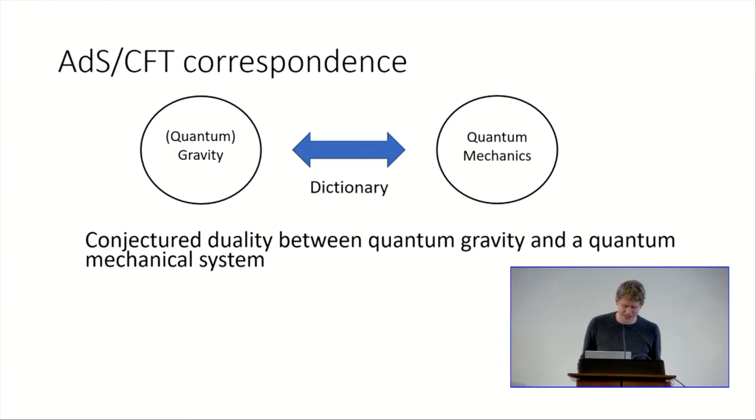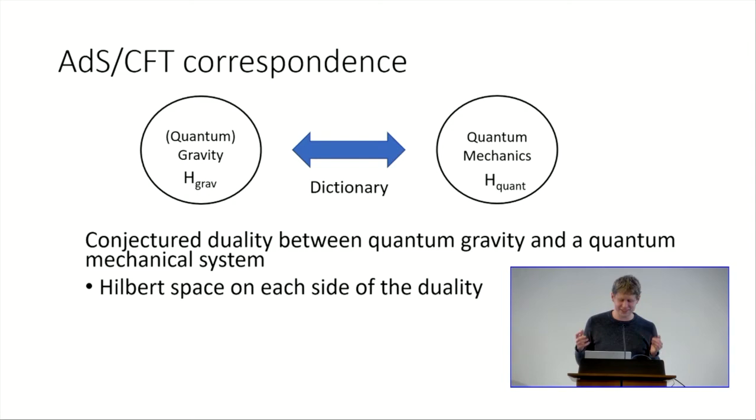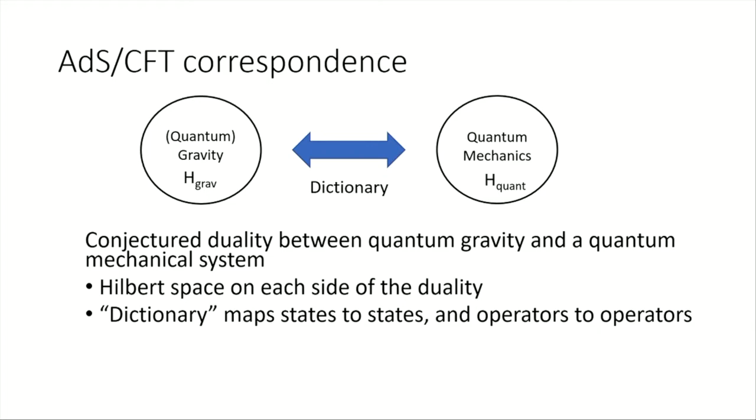What they believe is present here is that there are two theories, each of which has an associated Hilbert space. Moreover, there's a map called the dictionary that maps states in one theory to states in the other theory, and operators in one theory to operators in the other theory. And this map is, in some sense, a homomorphism between the theories.